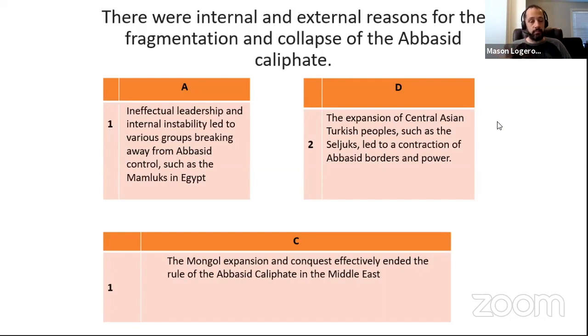If you notice, evidence piece A is about inside Egypt. That's an internal reason for collapse. D and C are about external threats to the caliphate, especially including the Mongols, which again, we'll talk about on Tuesday.